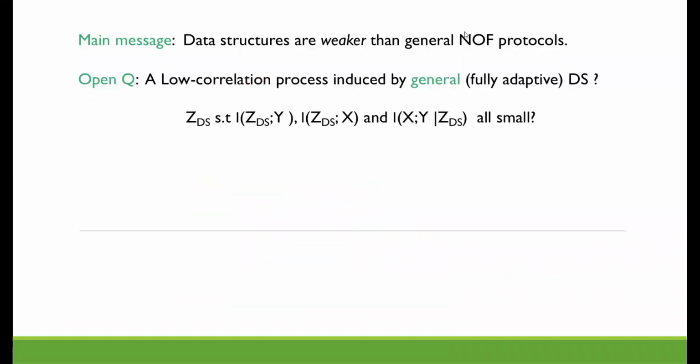So the main message of our work is that data structures are weaker than general number-on-forehead protocols. And since Pătraşcu's number-on-forehead conjecture implies a circuit lower bound, it might not be the ideal way towards proving polynomial data structure lower bounds. Indeed, the open question is whether we can extract a low-correlation and low-information process from a general fully adaptive data structure. Thank you.